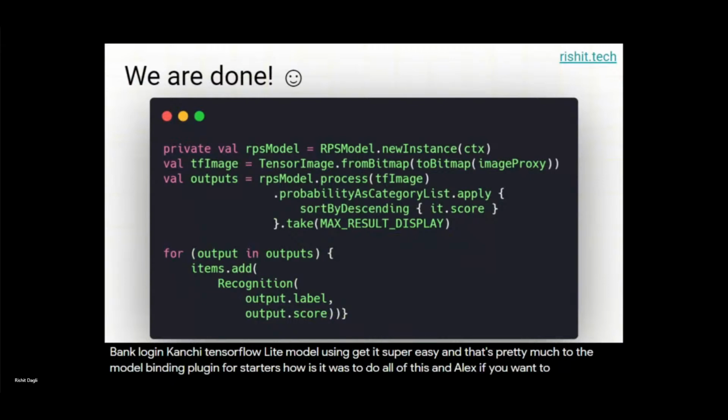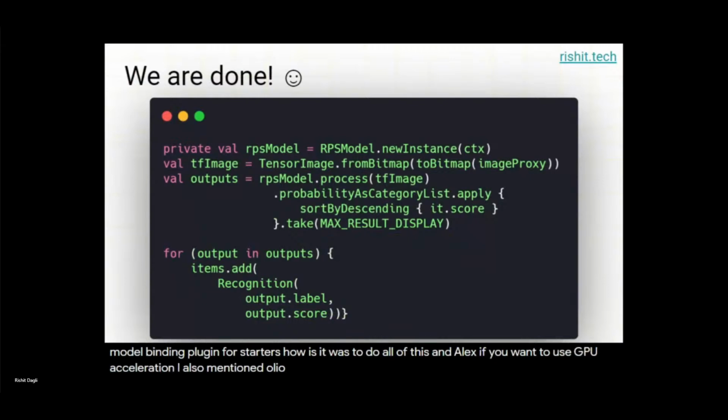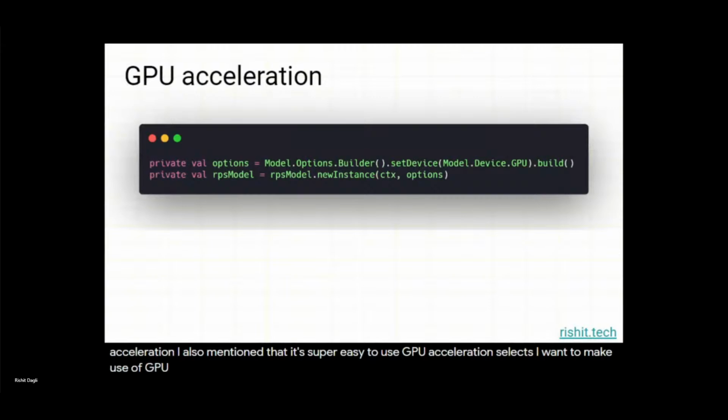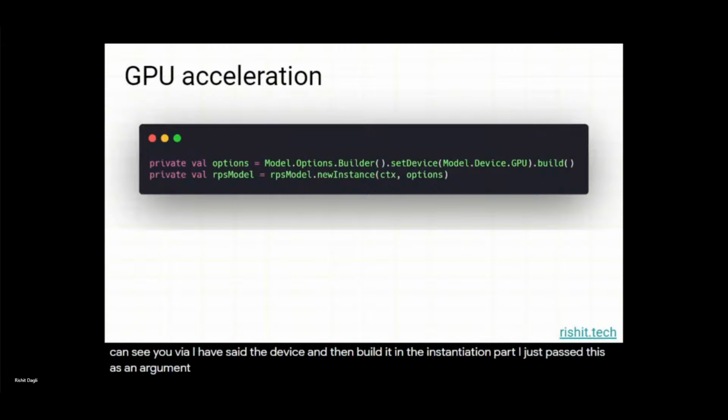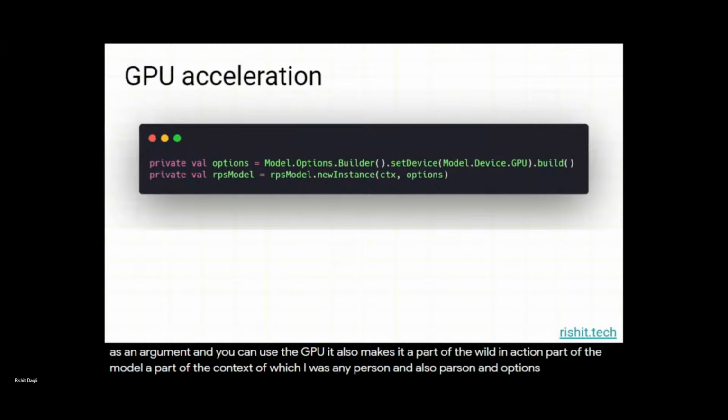And let's say you want to use GPU acceleration. I also mentioned earlier that it's super easy to use GPU acceleration. So let's say I want to make use of GPU acceleration. You make an options where you specify to use a GPU. As you can see over here, I have set the device to a GPU and then build it. In the instantiation part, I would just pass this as an argument, and you can use the GPU then. While instantiating the model, as a part of the context, which I was anyways going to pass in, I will now also pass in an options which tells it to use the GPU.